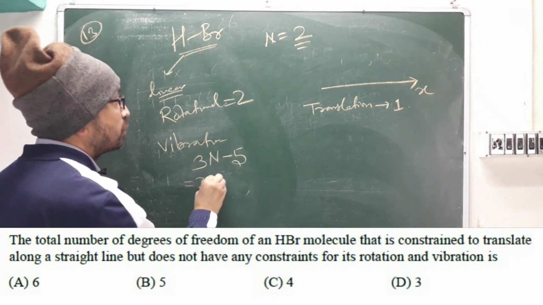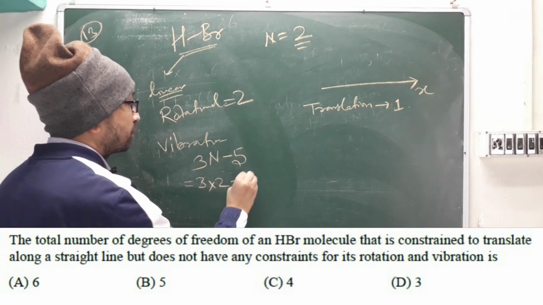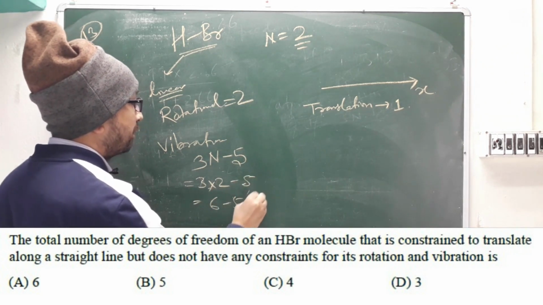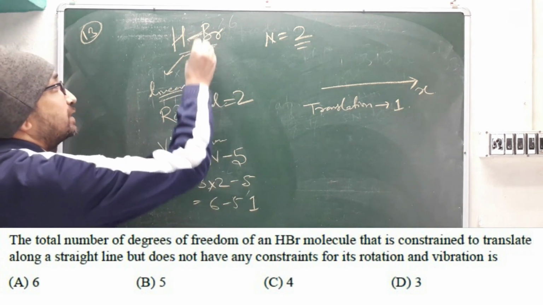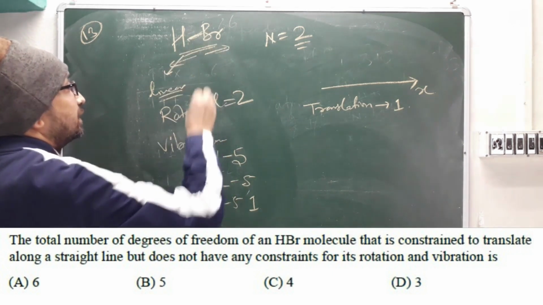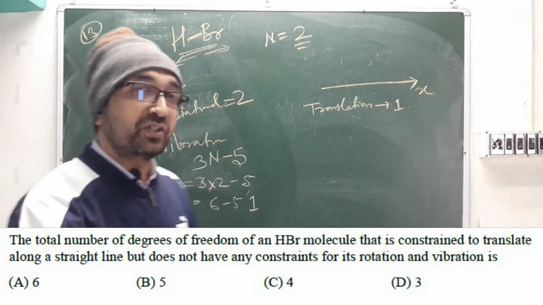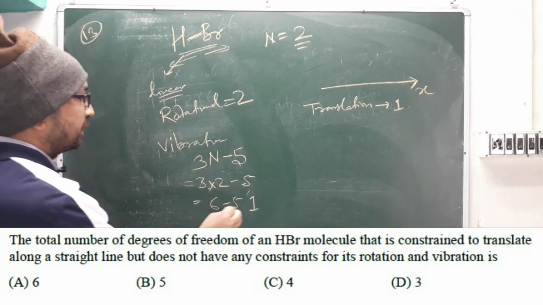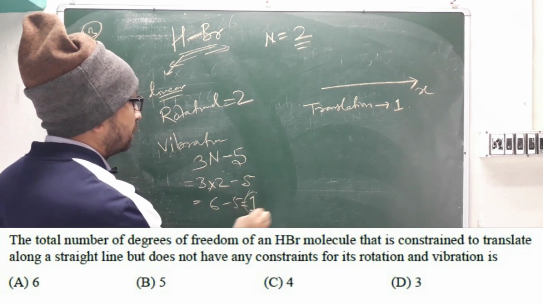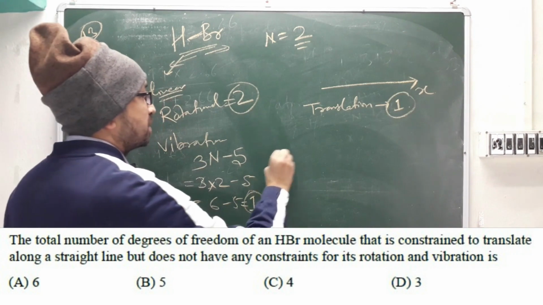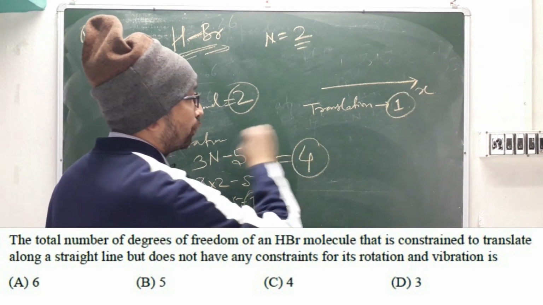So here 3 into n, n is 2, so 3 into 2 is 6, minus 5, it will be 1. One vibrational will be there because only one bond is there, so the vibration will be like this. It is like a spring, right? So only one direction vibration will be there. So 6 minus 5, it is 1. So here it is 1, here it is 2, and here it is 1. So total how much is it coming? Degree of freedom 4, total 4.